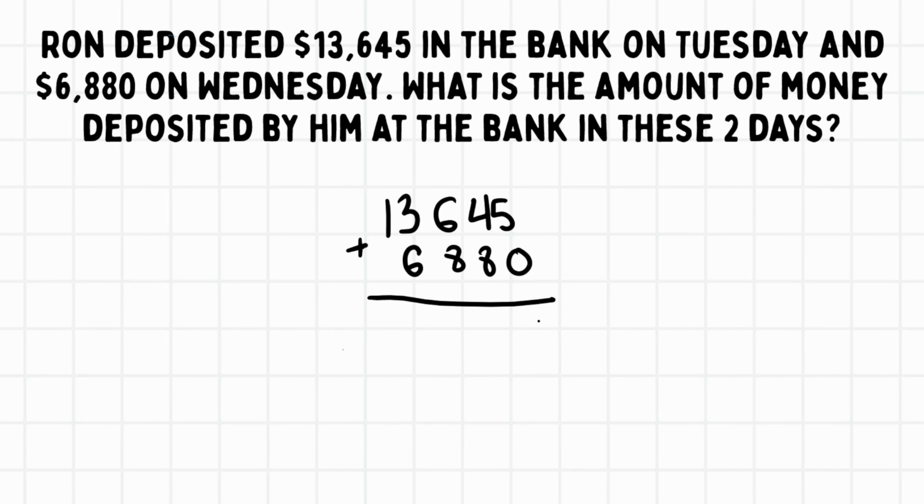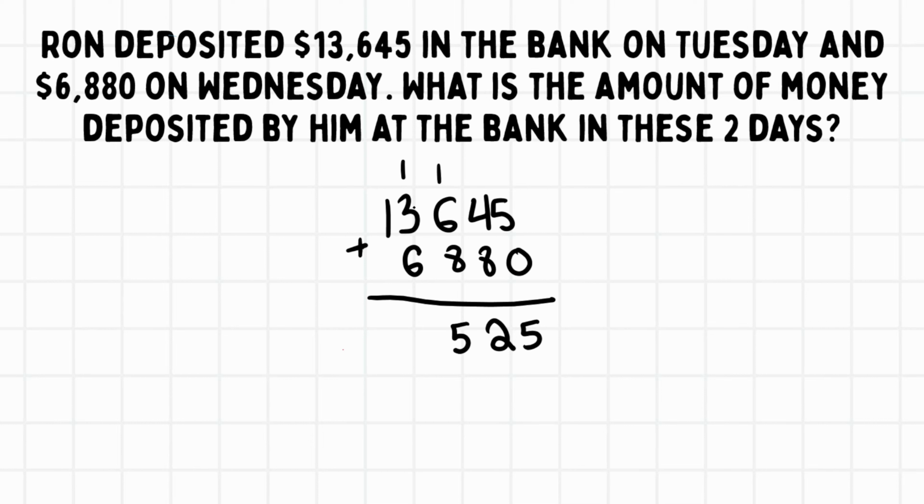So 5 plus 0 is 5. 4 plus 8 is 12. I'm going to need to regroup that, so I'll put the 2 down here and the 1 up here. 1 plus 6 is 7, and 7 plus 8 is 15. Again, I'll need to regroup that.